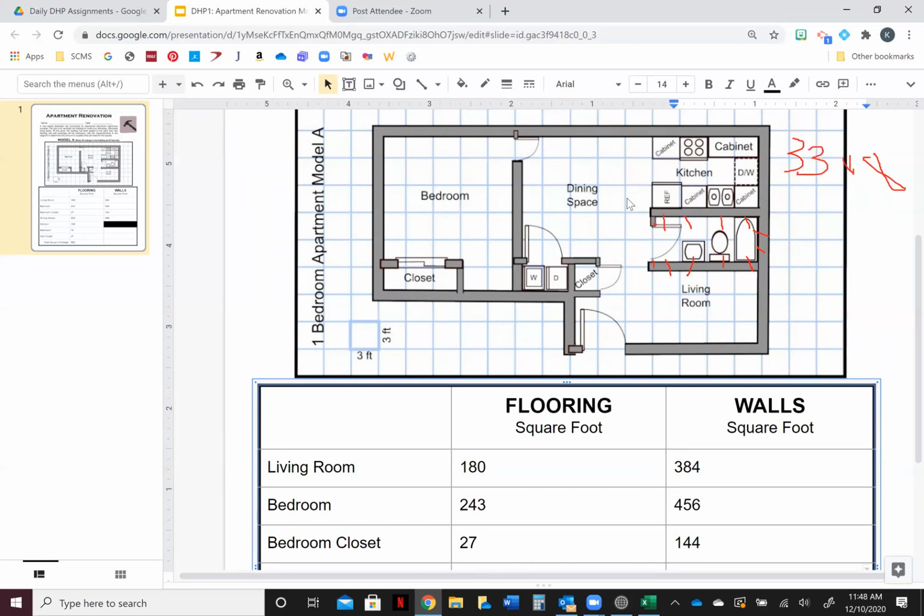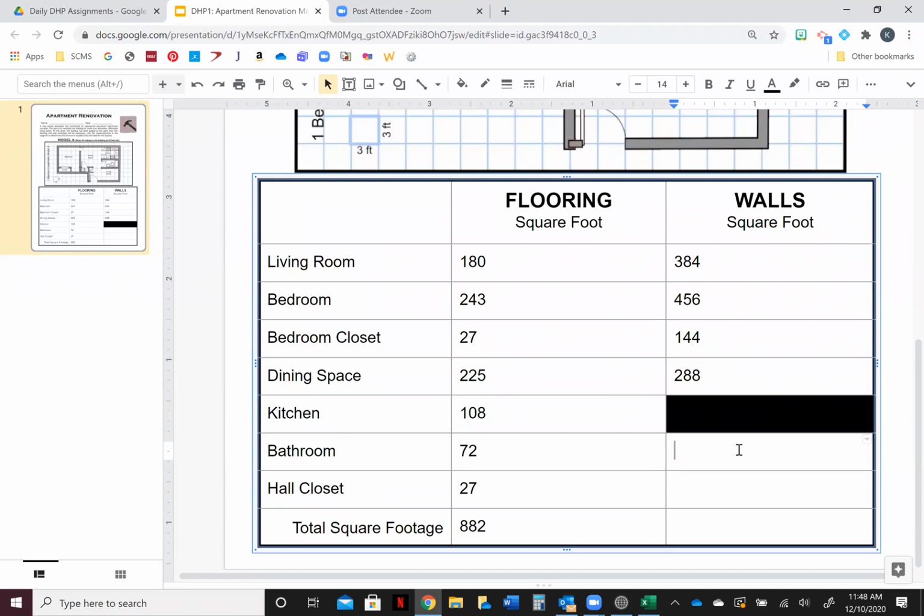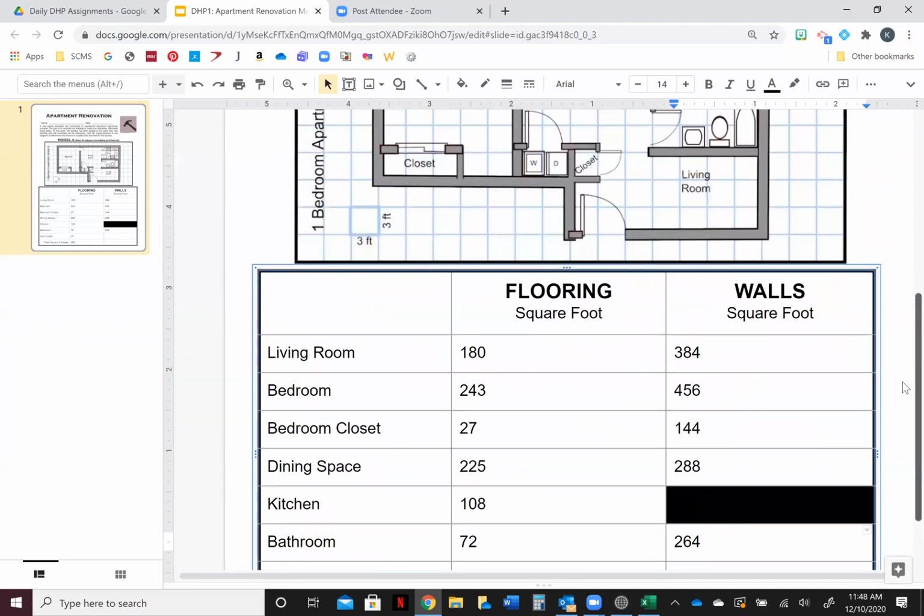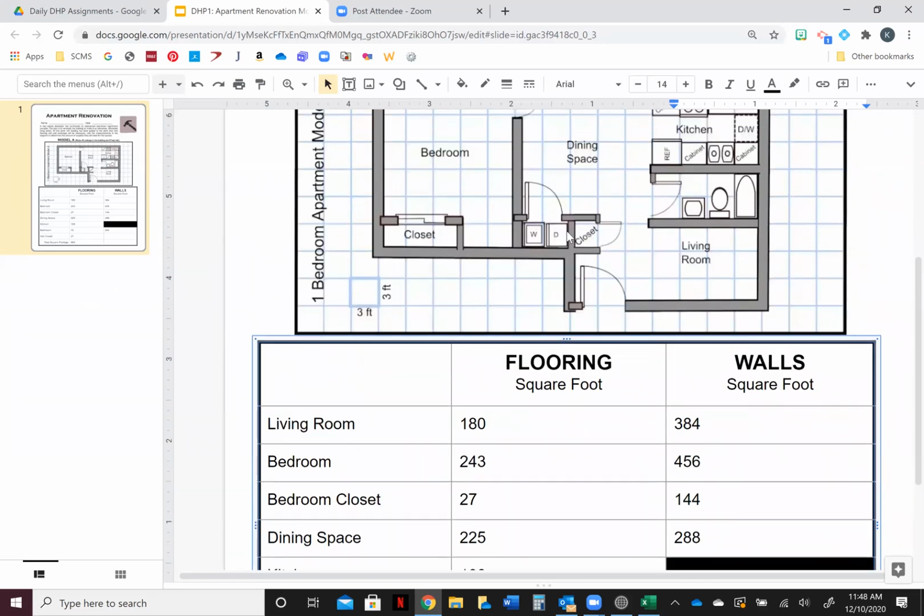So we got 33, and we got to do 33 times 8. 264 square feet. That's what I got. All right, 264. Okay, and don't forget on this hall closet, me and Miss Gross said we were going to go ahead and add in this washer and dryer. So just FYI, when you're wondering how we're coming up with these.